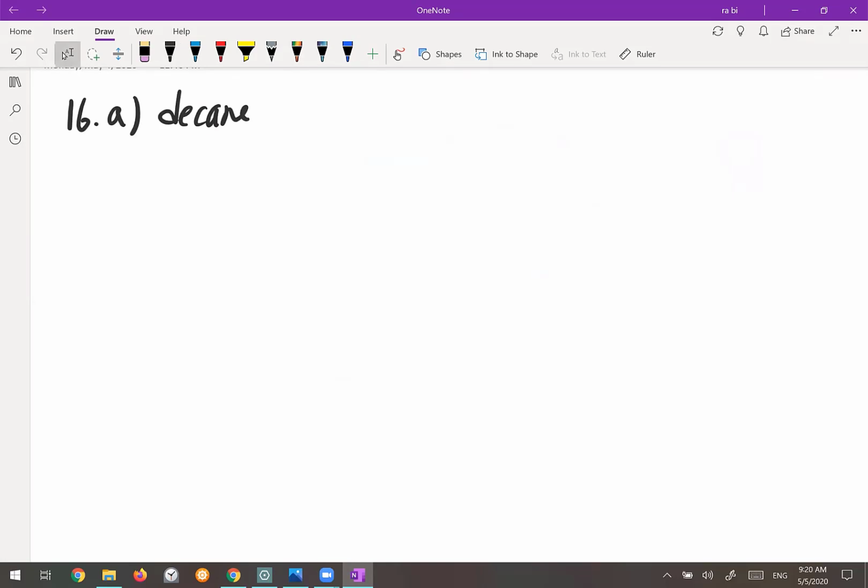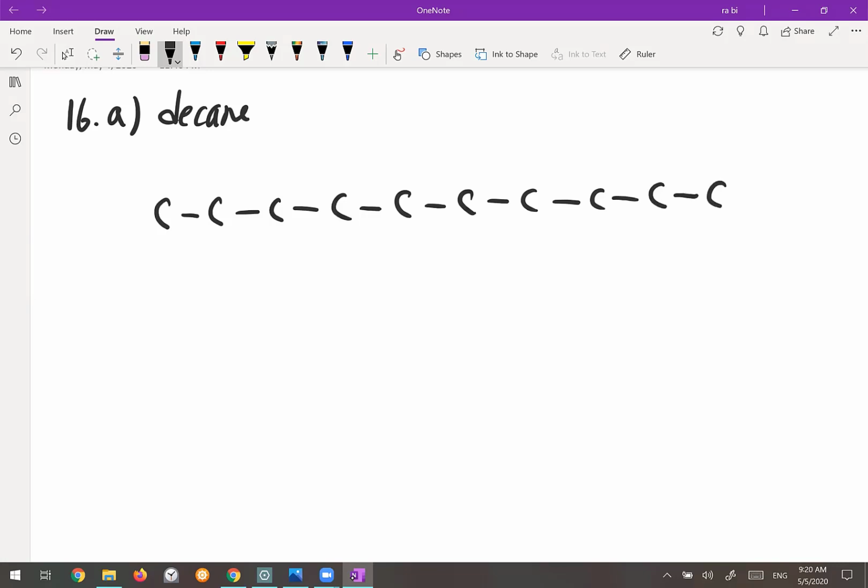Okay, so I must have 10 carbons. 1, 2, 3, 4, 5, 6, 7, 8, 9, 10 carbons. All of them are connected to each other by the single bond. Now the only thing that I have to add to this molecule is the hydrogen. The first carbon at the left side needs 3 hydrogens.